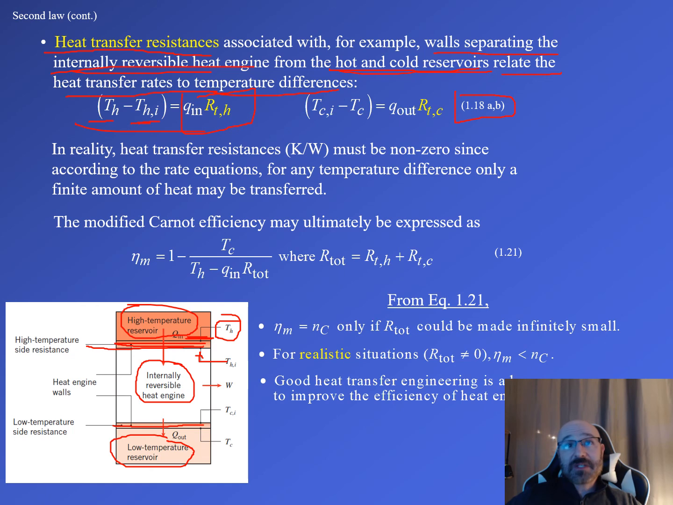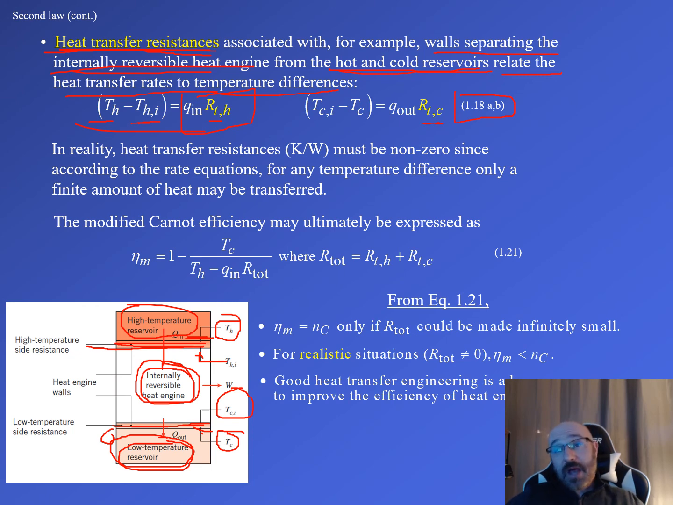Now the same can be said if we're dealing with the cold side down here. There's our T_C, and T_C,i for the internal side, on both sides of the wall separating the internally reversible heat engine from the low temperature or cold temperature reservoir. Now this R_t term that we're looking at for both the hot and the cold side, this is that heat transfer resistance that we're talking about right here.